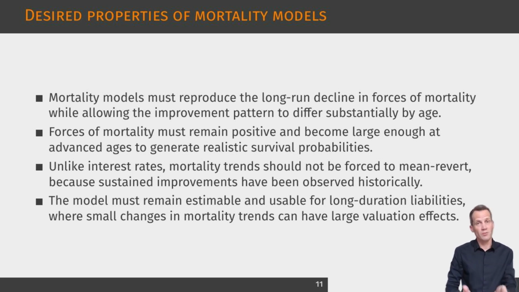The model must therefore be usable over very long horizons because annuity and pension liabilities may extend for decades. Finally, the model must be estimable. A very sophisticated model is not useful for actuarial valuation if its parameters cannot be estimated reliably from demographic data. The chapter therefore favors models that balance demographic realism, tractability, and valuation feasibility.